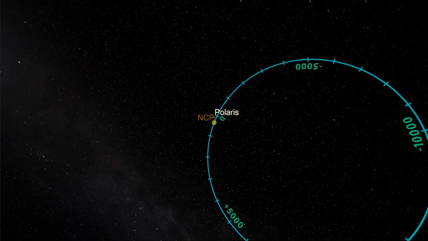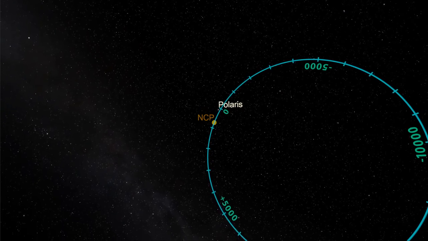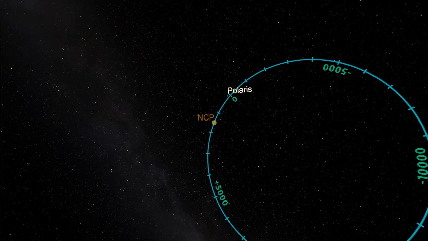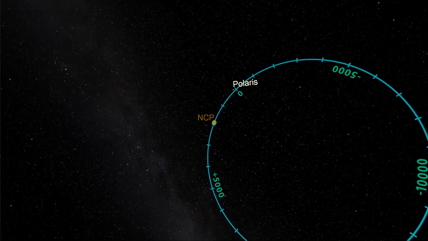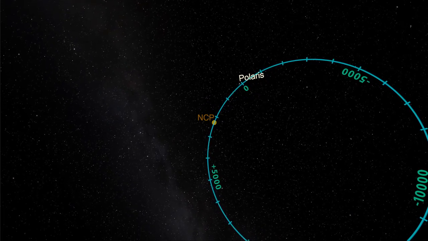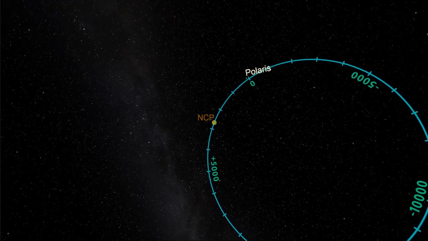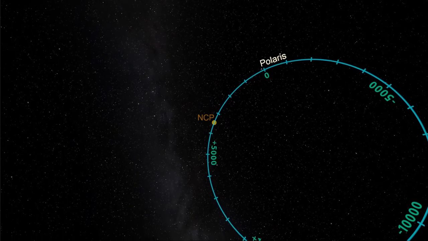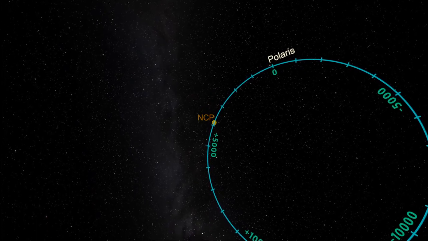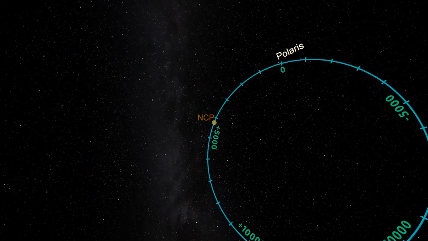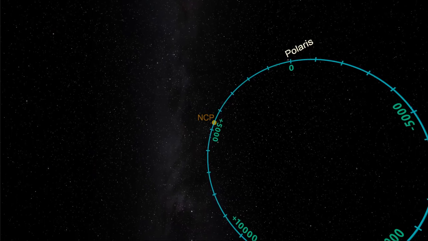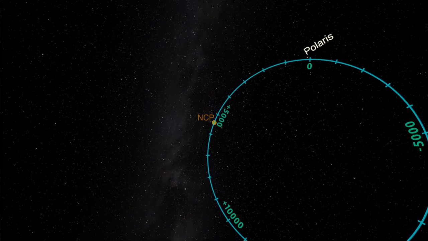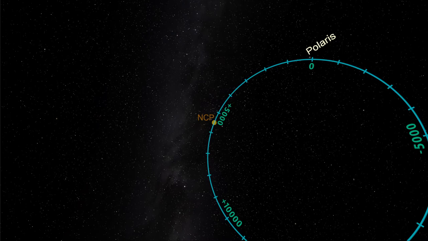And so we're starting right now, going forward in time. And as you see, as we go forward in thousands of years, the North Celestial Pole is moving further and further away from Polaris. Now we're going to go about 5,000 years into the future, and then we're going to start to rotate the Earth and see if Polaris still stays in its fixed position in the sky.